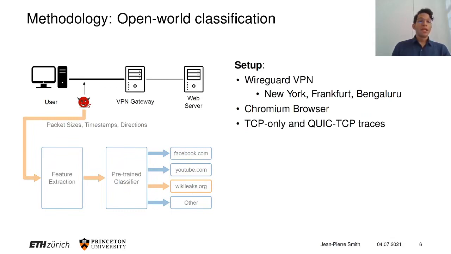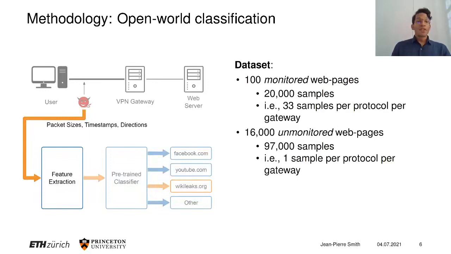The user was emulated using the orchestration of the Chromium browser, and the adversary would observe either the user loading a web page using TCP only, or the user loading the web page using QUIC, and potentially with dependent resources using TCP. Then, the adversary constructed, using this setup, a dataset of 100 monitored web pages. These are the web pages he's interested in identifying visits of, and 16,000 unmonitored web pages. And these he uses to train the classifier to ignore samples.